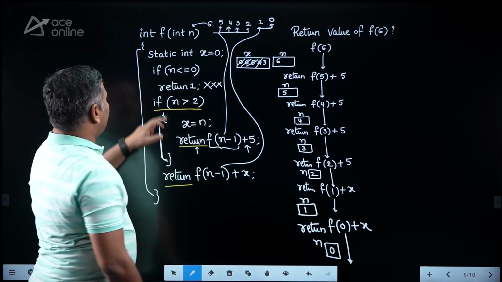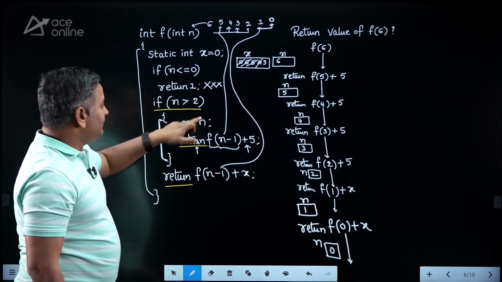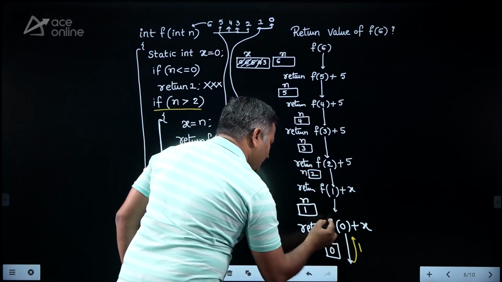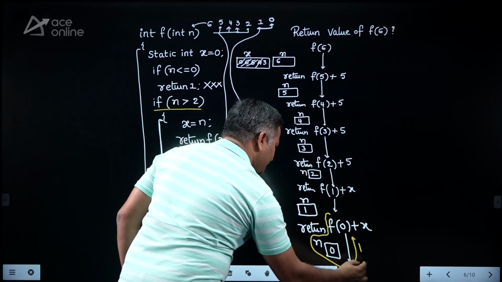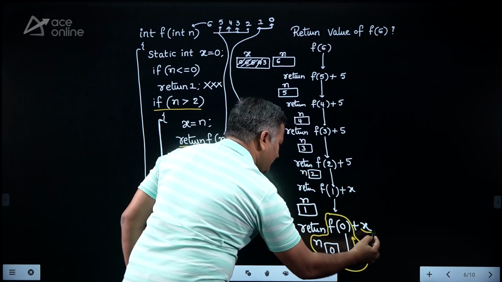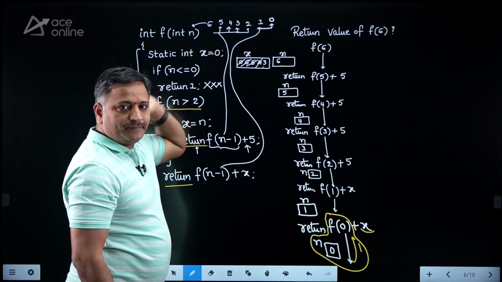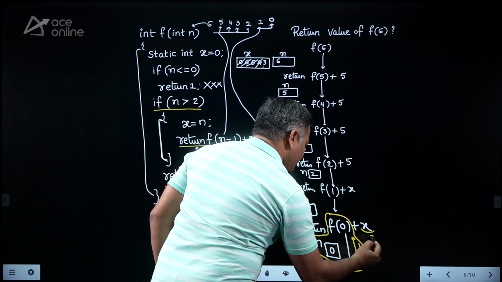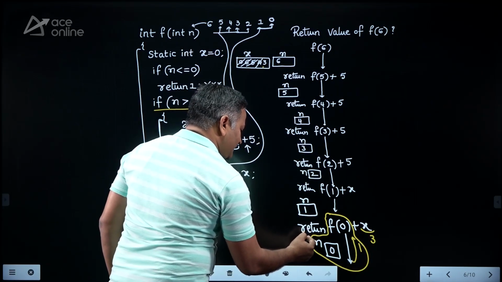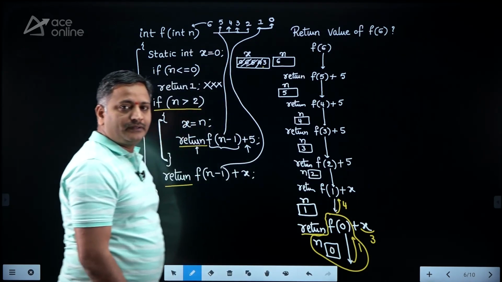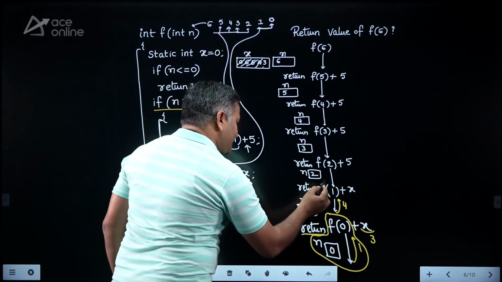Therefore, this time n less than or equal to 0, condition true. Therefore, return 1. It is giving back value equal to 1. Then this activation record will be deleted. Take the content of x in the static location. The content of x in the static location is 3. Therefore, take the value 3. 3 plus 1 is 4. Therefore, this return statement will return 4 to the previous level. After this, the activation record is also deleted.